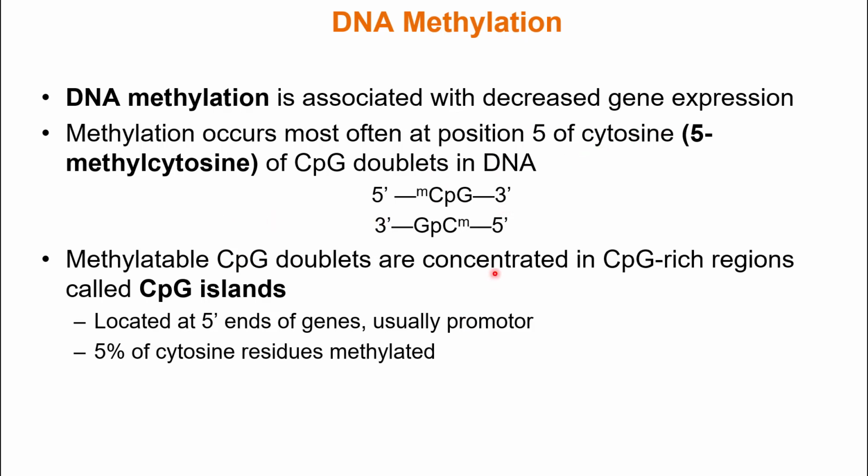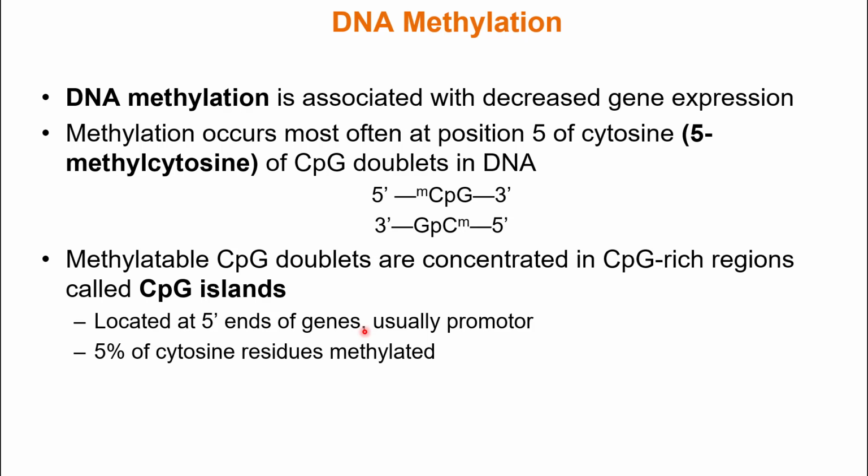There are areas in our genome that tend to have a lot of what we call CG repeats. So it has a high cytosine-guanine content. In these regions, we tend to get these doublets that get methylated. We call them CpG islands. And these CpG islands tend to be found towards the 5' ends of the genes, which conveniently are in the promoter regions. At any time in our genome, about 5% of your cytosines are actually methylated.